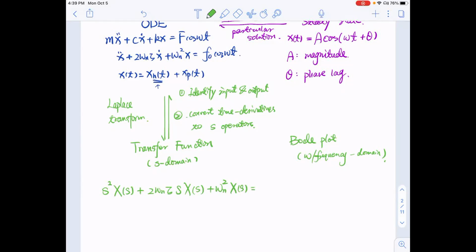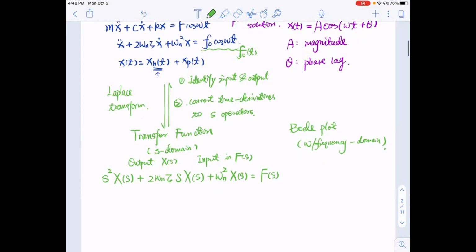And then in this case, let's assume your output is X(s), your input is F. So whatever is on the right-hand side is your harmonic force. You should treat this entire thing as the force, a force function. So that's why on the right-hand side is directly F(s). Okay. So then you move things around.